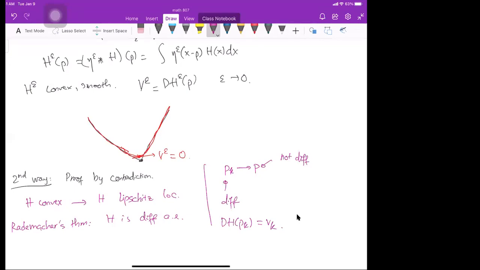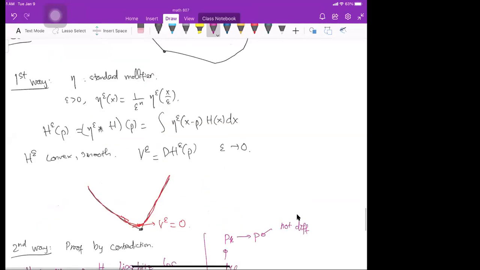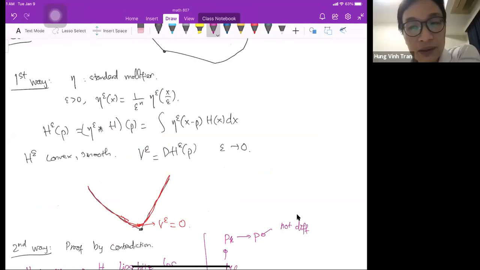I just had a clarification about the first way. So in the first way, we're saying that each of these H epsilons have a subgradient, and somehow when I take a limit, the subgradients converge to a subgradient for the function. Is that how it's going? Yes, I see. Or you can even take subsequences and everything.